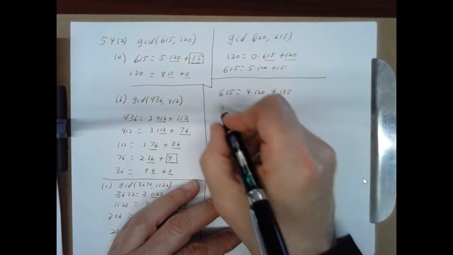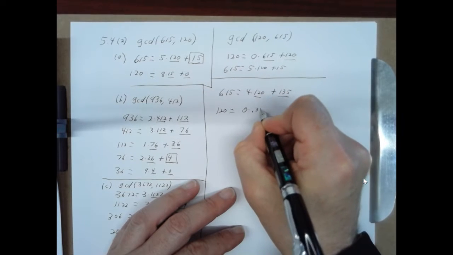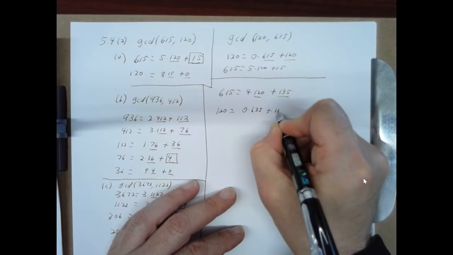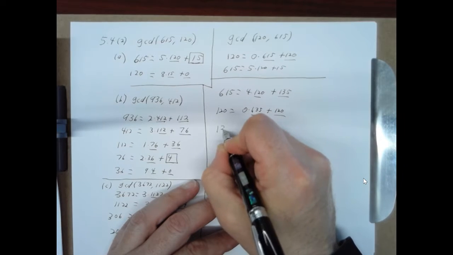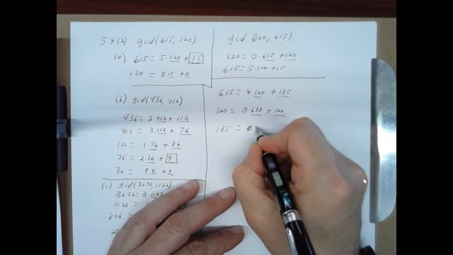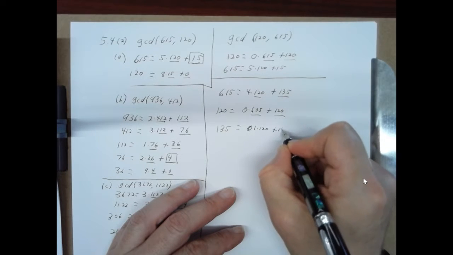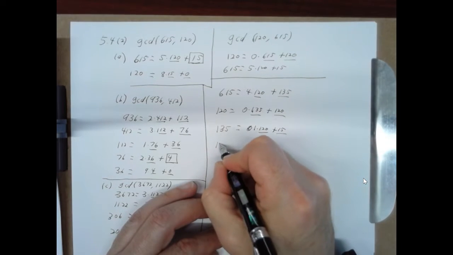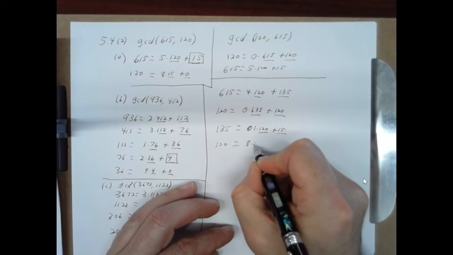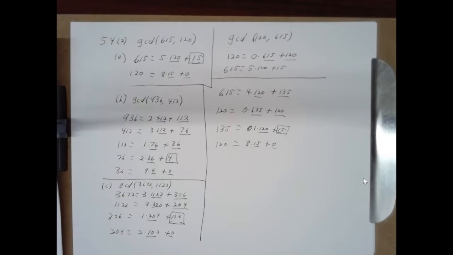Yeah, it should work. Okay, so let's take those. 120 equals 0 times 135 plus 120. And then 135 equals 1 times 120 plus 15. And then 120 equals 8 times 15 plus 0. And there's your GCD.